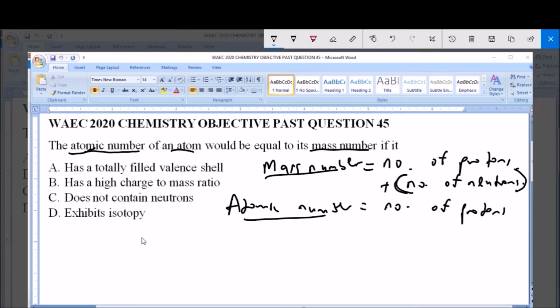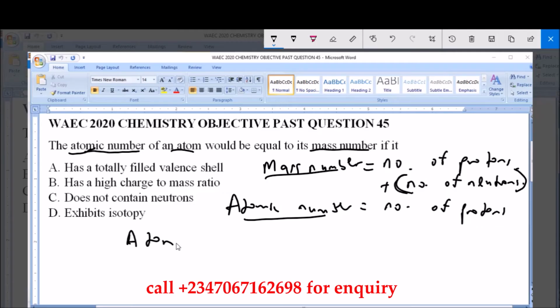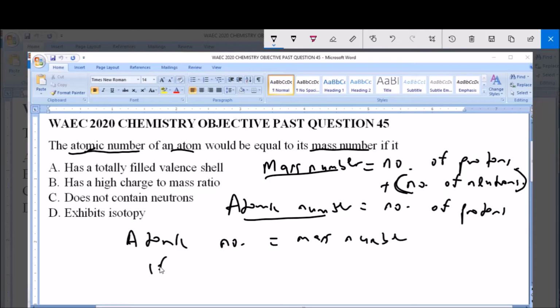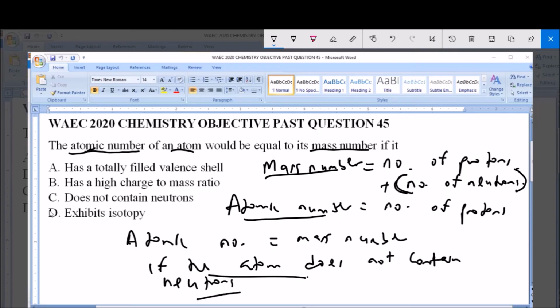So the only condition where atomic number will be equal to mass number is if the atom does not contain neutrons. So as we have seen, does not contain neutrons is option C. So option C, does not contain neutrons, is the correct answer to this question.